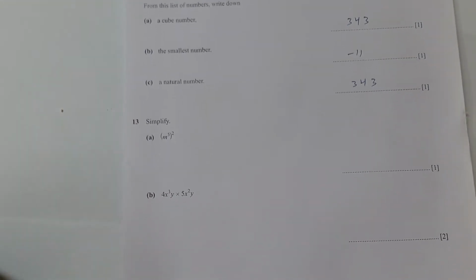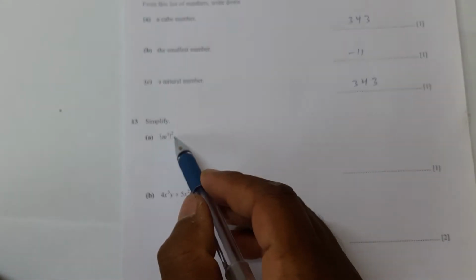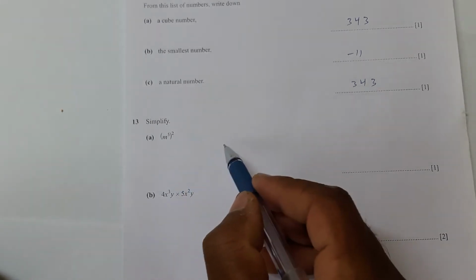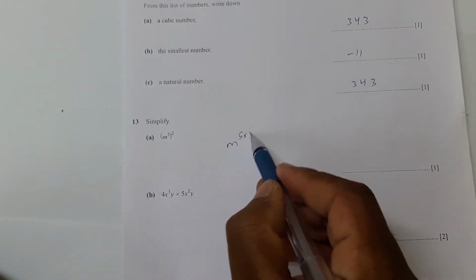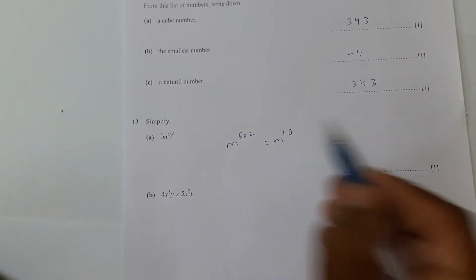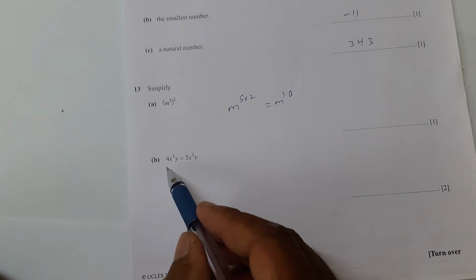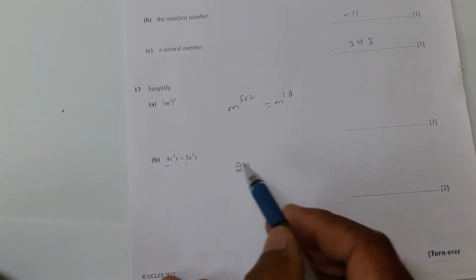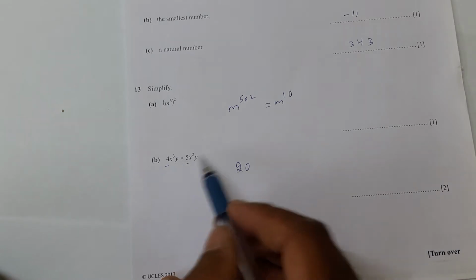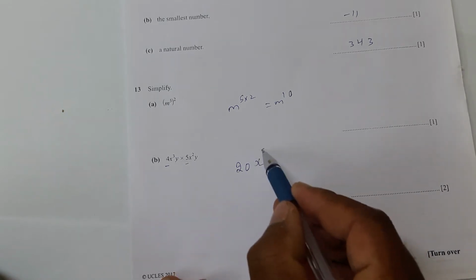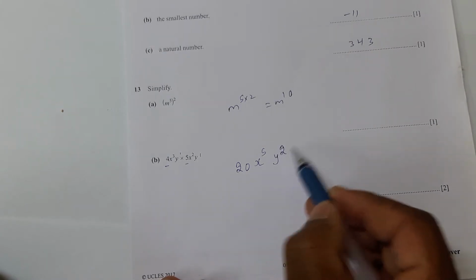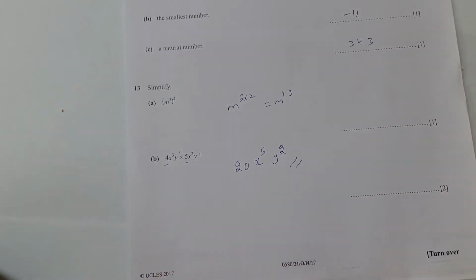Now, simplify m power 5 power 2. With multiple powers you need to multiply. So m power 5 into 2 becomes m power 10. Next, here first multiply the numbers. 4 into 5 is 20. x power 3 into x power 2 is x power 5. y power 1 into y power 1 is y power 2. This is the answer.